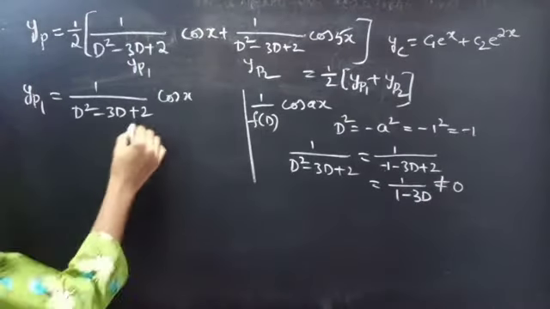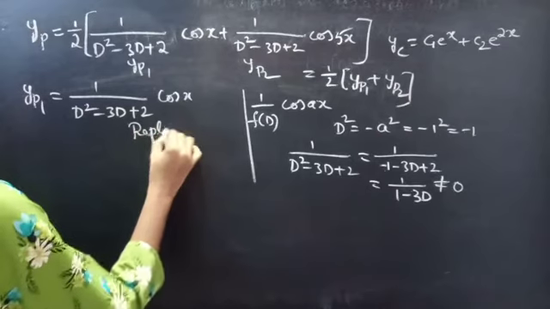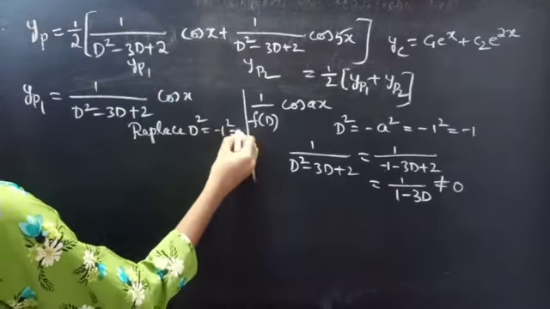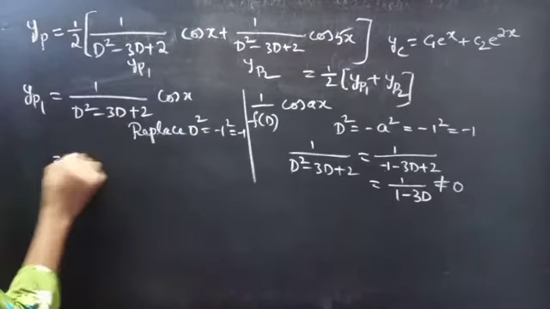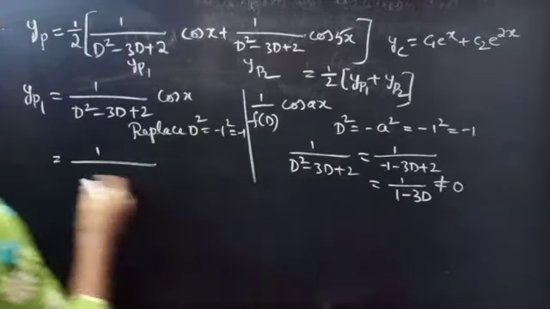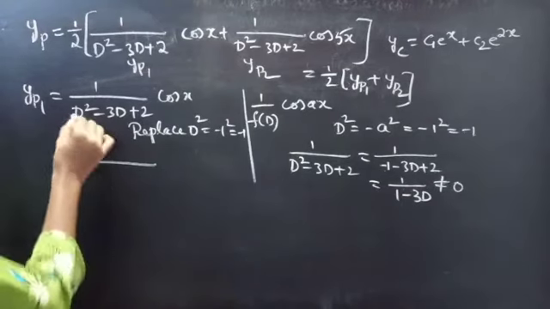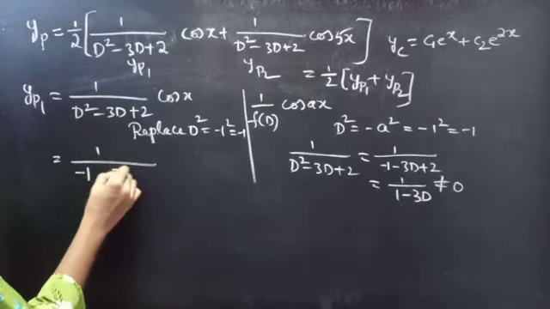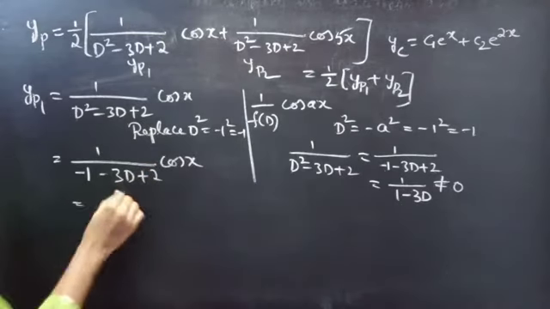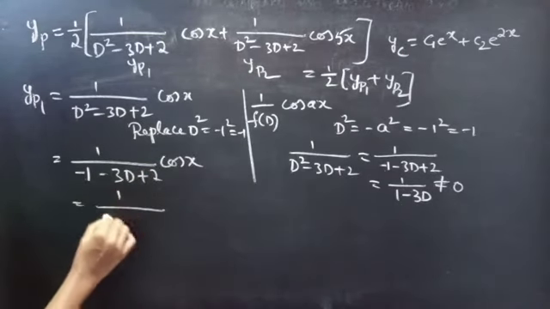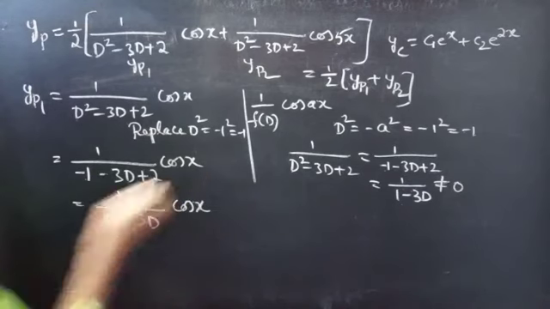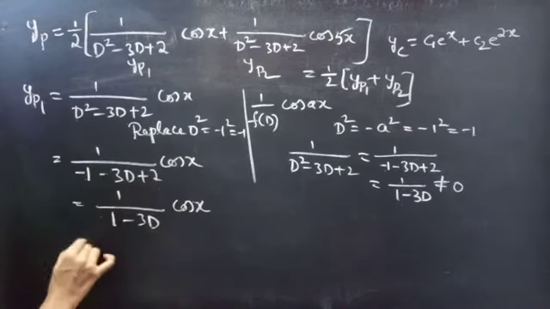So what can we do? We can just replace D square by minus 1. Then we'll get, I'm again writing the same steps here, 1 by minus 1 minus 3D plus 2 into cos x, which equals 1 by minus 1 plus 2, which is 1 minus 3D, into cos x. Right?